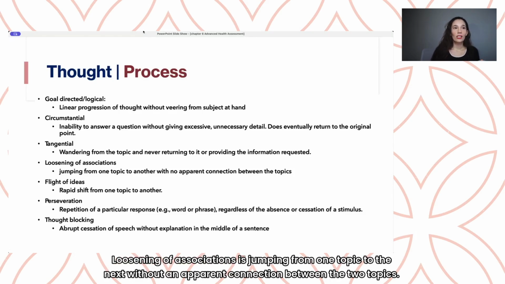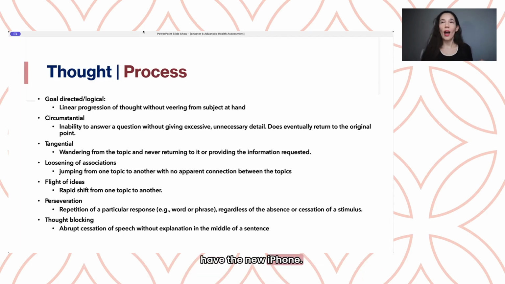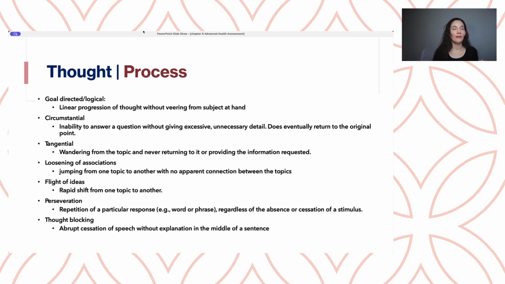Loosening of associations is jumping from one topic to the next without an apparent connection between the two topics. So like 1 minute, maybe now we're talking about thought process, and then all of a sudden I'm just like, oh, my phone. I have the new iPhone. It's great. I love the iPhone. I think I'm going to go get a pizza later. That would be loosening of associations, right? We're jumping topic to topic. There's no really apparent connection between.